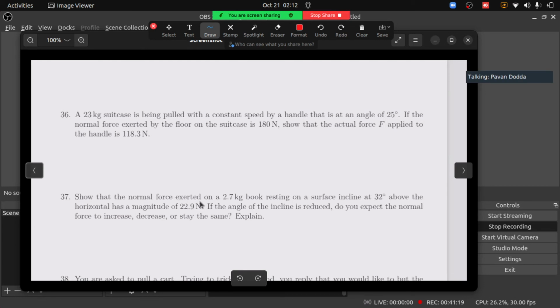Show that the normal force exerted on a 2.7 kg book resting on a surface inclined at 32 degrees above the horizontal has a magnitude of 22.9 Newton. If the angle of incline is reduced, do you expect the normal force to increase, decrease, or stay the same?